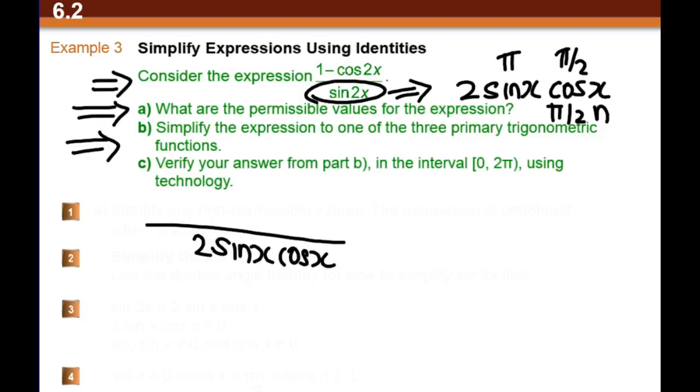Even piece of the top. What about this guy there? Cos 2x. Can we rewrite him as something? Lots of things, right? Is there one with sine in it so that maybe we can cross something off from the top and the bottom?